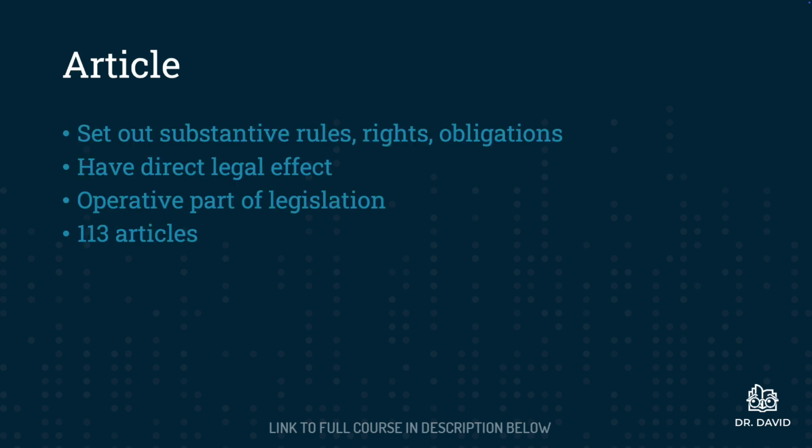So what is an article? An article in the EU AI Act sets out substantive rules, rights, and obligations. These have direct legal effect, and they are the operative part of the legislation. The EU AI Act at the time of recording includes 113 articles.